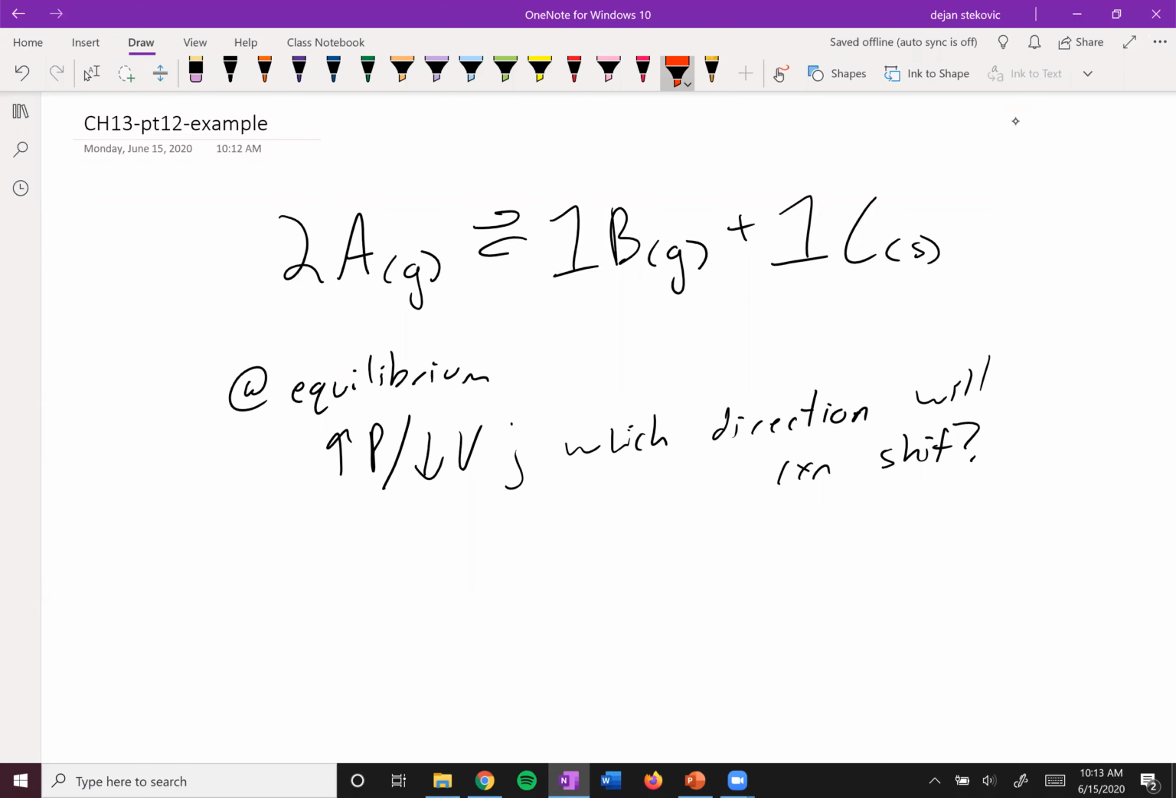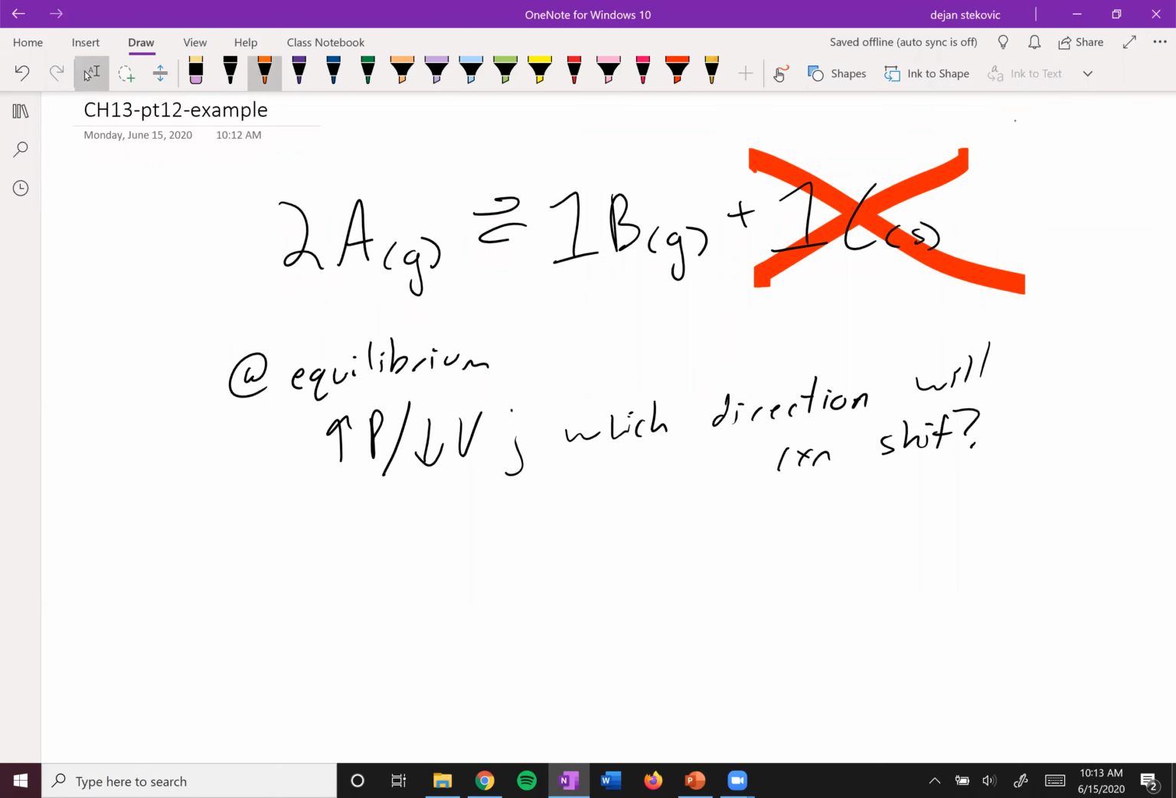2A as a gas goes to 1B as a gas plus 1C as a solid. Remember, we ignore liquids and solids, so we're not going to think about liquids and solids, right? And so there's two kind of ways to do it. One is the logic way.